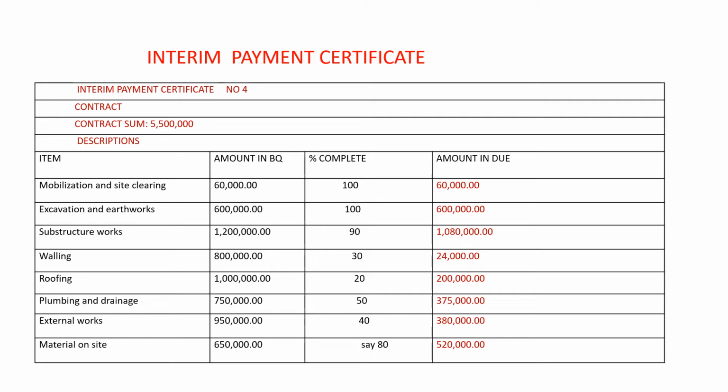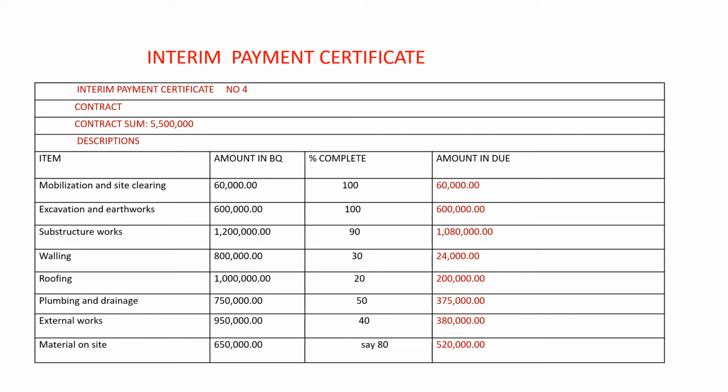So we start by indicating the certificate number, the contract sum, and then we have the descriptions. So these are the items that we have on the BQ. This is the amount and this is the percentage completion. So to find the amount that is due for payment, it is the amount in the BQ times the percentage completion. So for mobilization and site clearing, we have 600,000 and it is up to 100% completion. So meaning the amount that is due for payment is 600,000 times 100%.